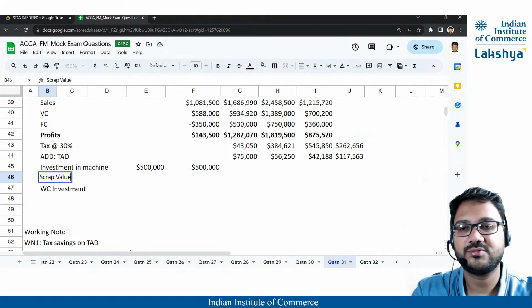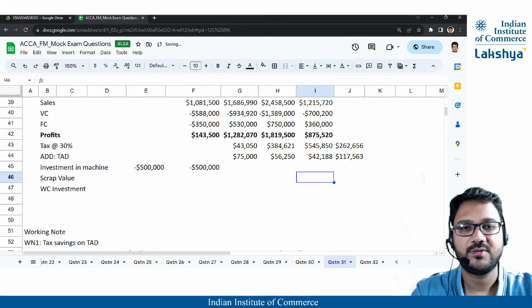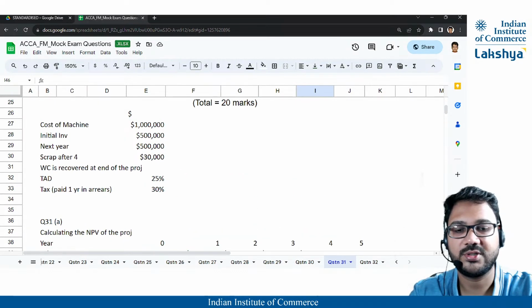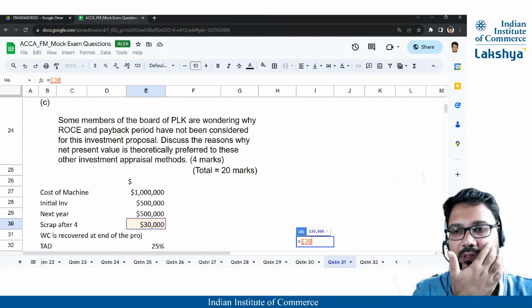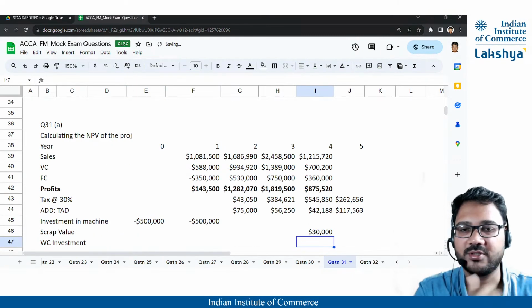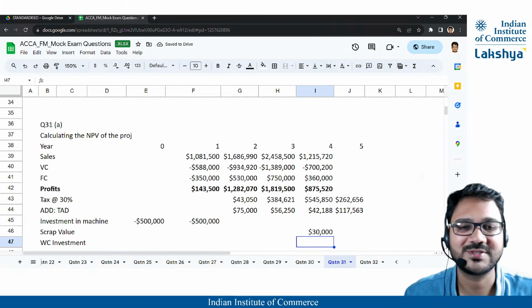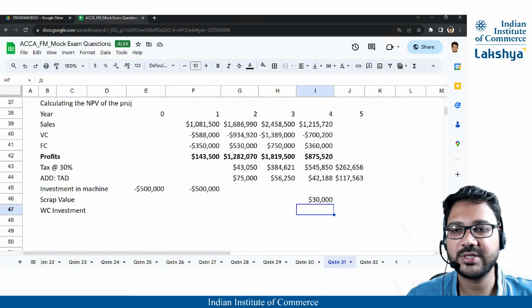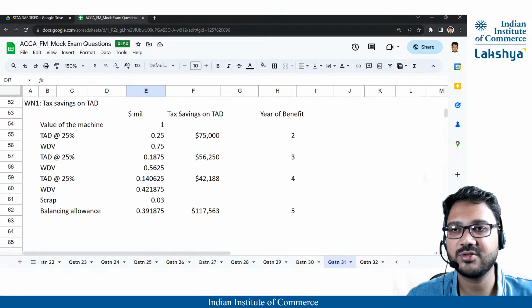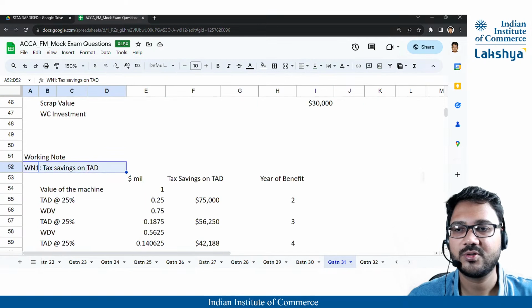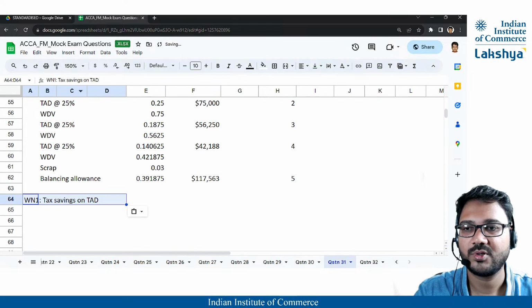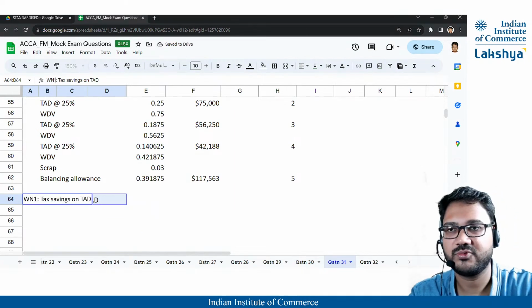Scrap value was how much? $300,000. So have I written it? Yeah, sorry, $30,000. Good, I referred, because otherwise I would have written 300,000. Okay, so scrap value would be $30,000. Working capital investment. Now the next working note. Okay, working note 2.